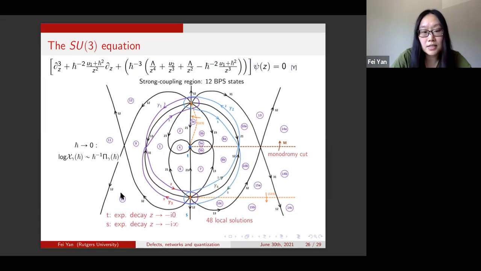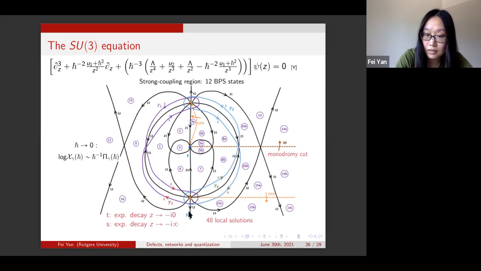In total, there are 16 regions. So 16 times 3 is 48. So you have 48 local solutions, and then you could study them. However, the Stokes matrices put constraints on the local solutions in neighboring regions. So you could solve a little puzzle, and in the end, the only local solutions that matter are just those 2 local solutions, which I call T and S here, where T is the exponentially decaying solution as Z goes to 0 along the negative imaginary axis.